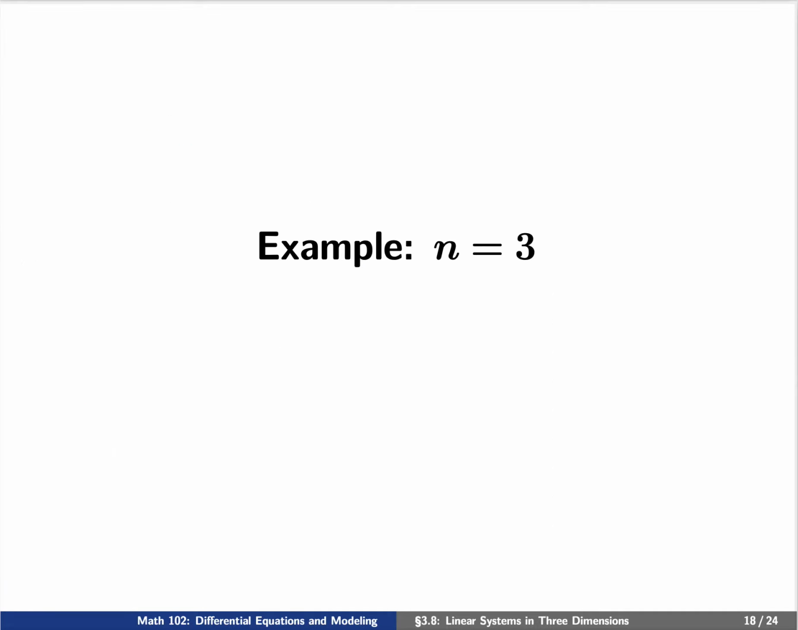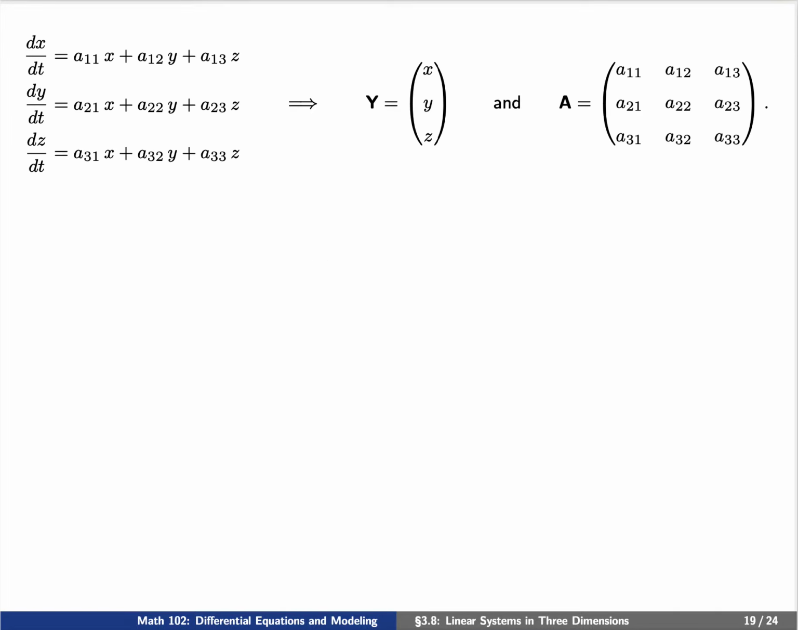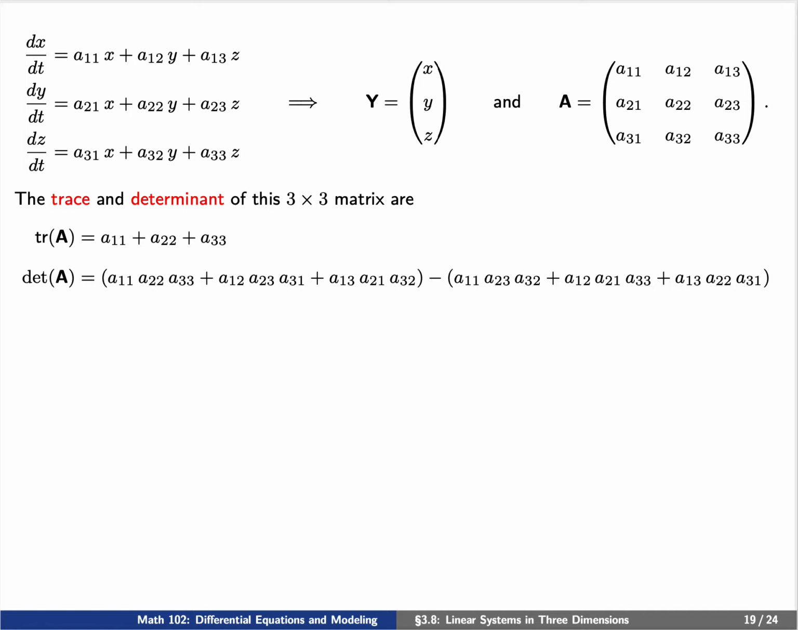Now, let's introduce some ideas to explain how to do all of this in a slightly more general way, but for three-dimensional systems. We know that we can express such a three-dimensional system in terms of a 3 by 3 matrix, capital A, that you see here on your screen. From linear algebra, one defines the trace and determinant of this 3 by 3 matrix as follows. The trace of A is the sum of the diagonal elements, a11 plus a22 plus a33. Unfortunately, the determinant is a little bit more complicated to write down, but you can see the definition here on your screen.